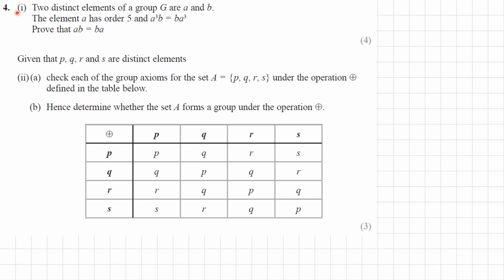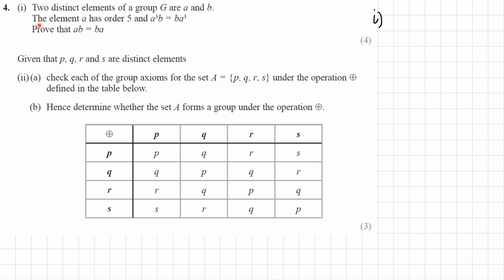Question 4, part 1. Two distinct elements of a group G are A and B. The element A has order 5 and A cubed B is equal to BA cubed. Prove that AB is equal to BA.